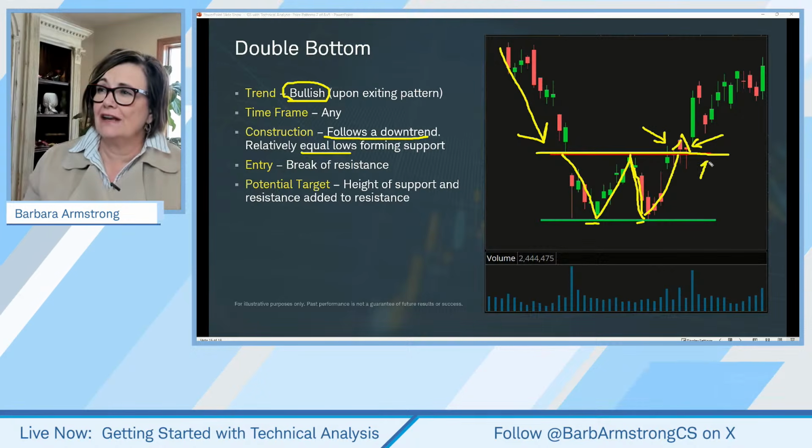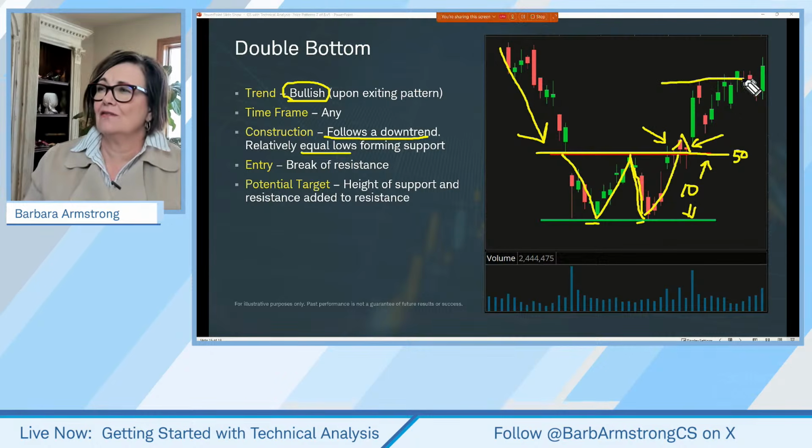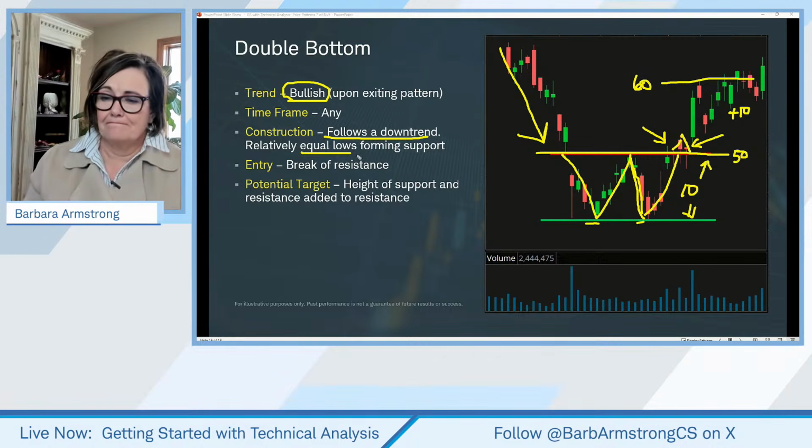Well, if we have a range here of say 10, we'd take whatever this price was. So if it was 50, we'd add 10 to it and say, okay, our target then is going to be at about plus 10, around 60. Okay. Any questions on that?